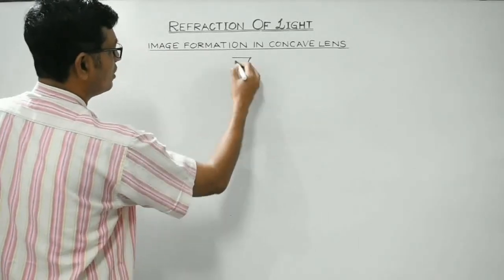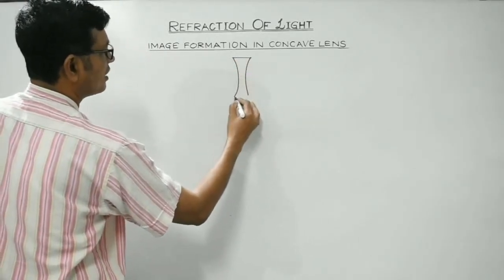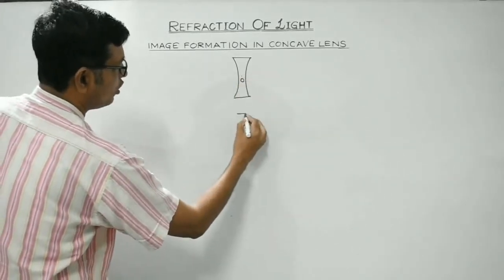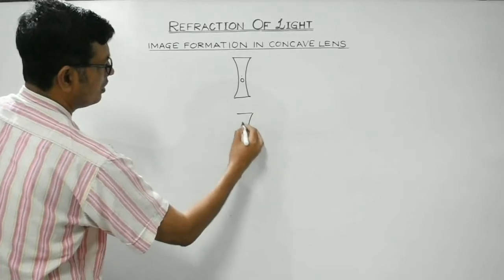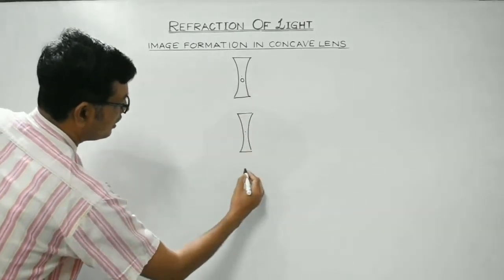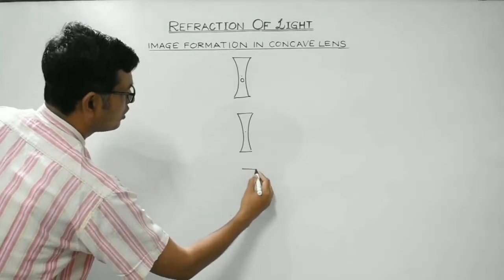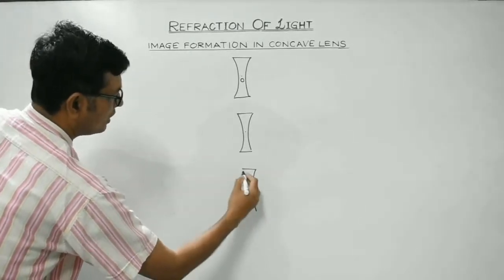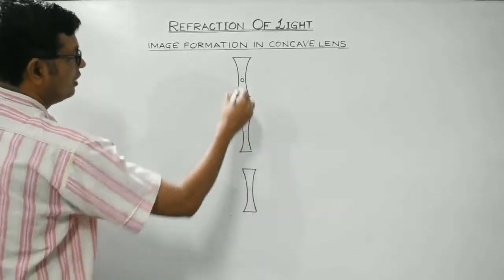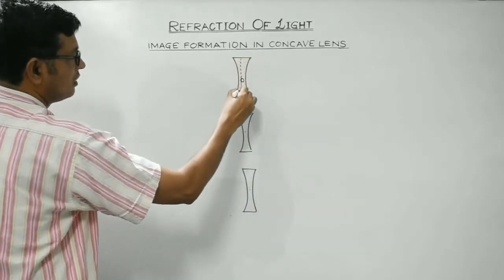In order to understand completely, this is a concave lens, this is the optical center, and you need to draw 3 ray diagrams. We'll study them one by one. So we will consider the case when the object is brought closer to the concave lens. What will be the change in the position of the image obtained? That we will discuss.